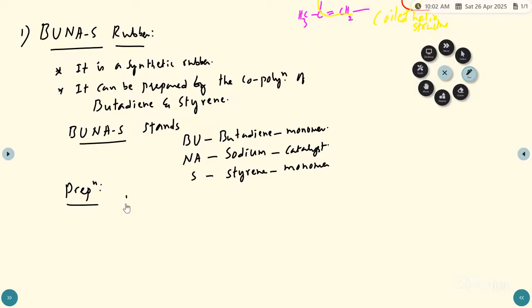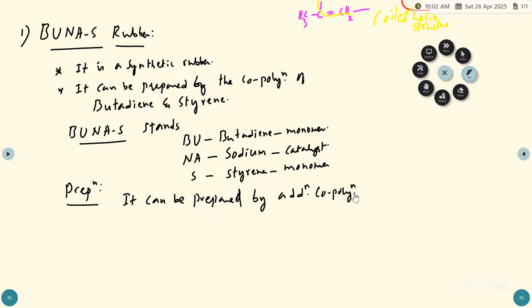See, it can be prepared by addition copolymerization. Okay, the polymerization reaction is an addition reaction only, but two types of monomers are involved, so it is called addition copolymerization. So what are the monomers here?